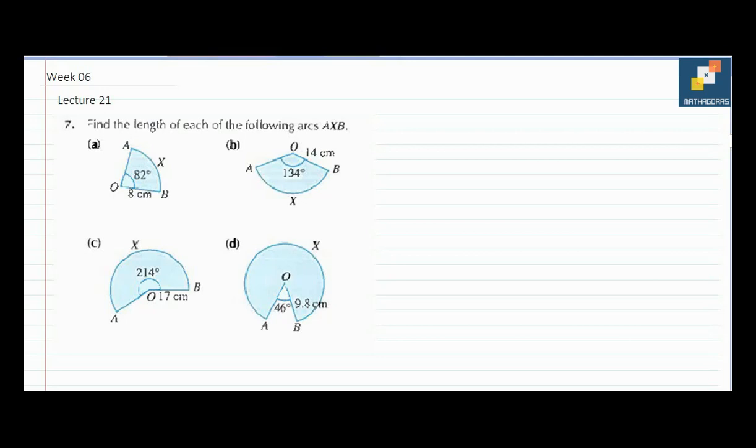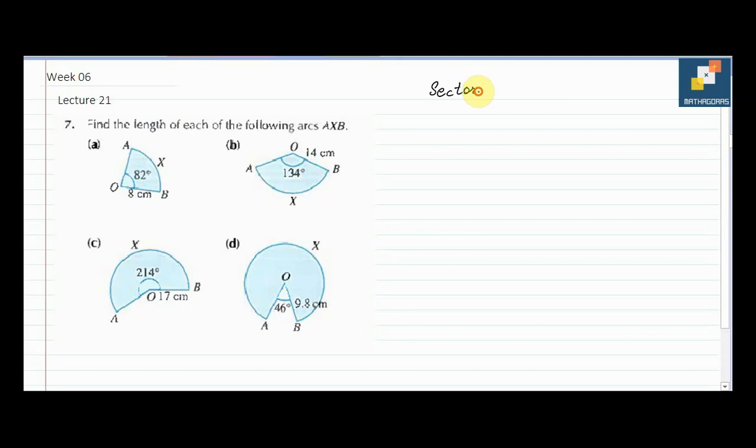Okay class, so today is week number 6 and it's lecture number 7, and in last class we were discussing the area and perimeter of shaded region, right? So continue with the same topic. Now today we are going to start how we find the area and perimeter of sector.